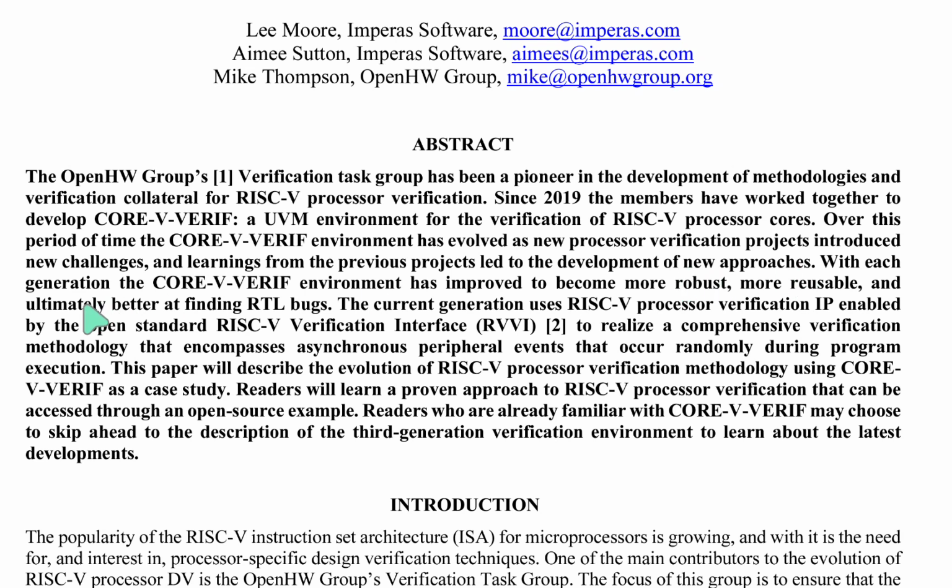With each generation, the CORE-V-VERIF environment has improved to become more robust and more reusable, and better at finding RTL bugs. The current generation uses RISC-V processor verification IP enabled by the open standard RISC-V Verification Interface, RVVI, to realize a comprehensive verification methodology that encompasses asynchronous events that occur randomly during program execution. This paper will describe the evolution of RISC-V processor verification methodology using CORE-V-VERIF as a case study.